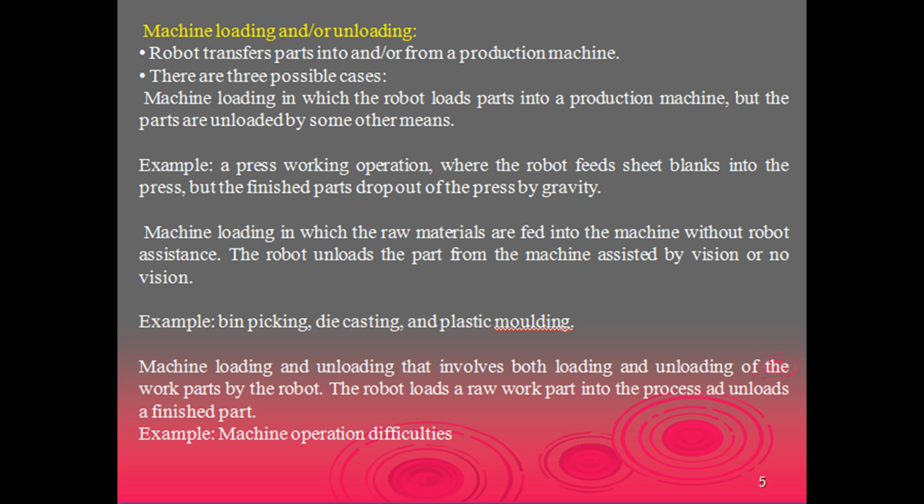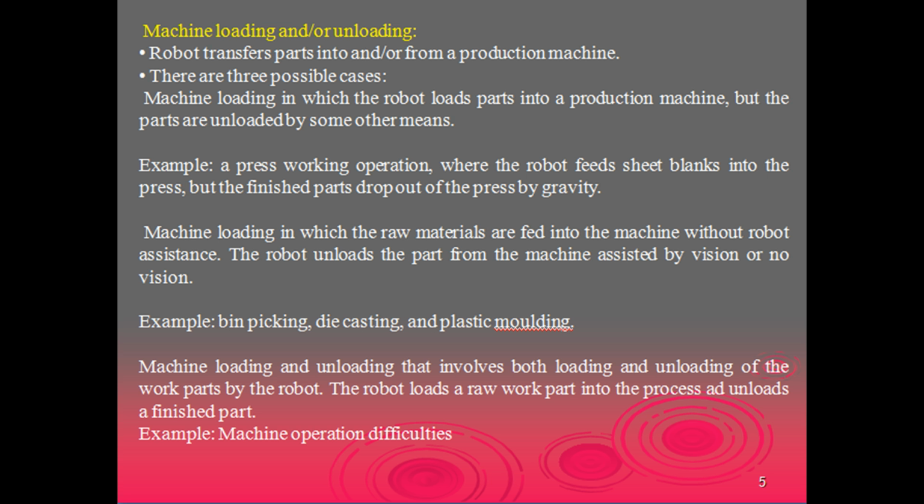For example, a press working operation where the robot feeds a sheet blank into the press but finished parts drop out of the press by gravity. Second, machine unloading, in which raw materials are fed into the machine without robot assistance. The robot unloads the part from the machine, assisted by vision or no vision. For example, bin picking, die casting and plastic molding.